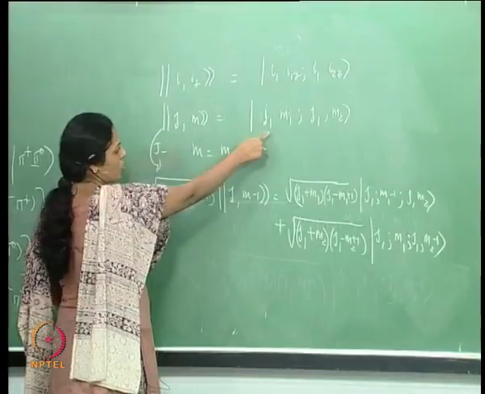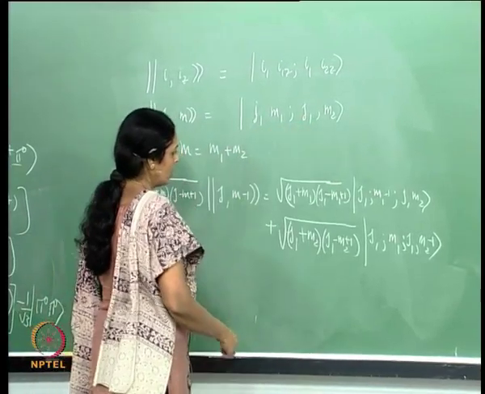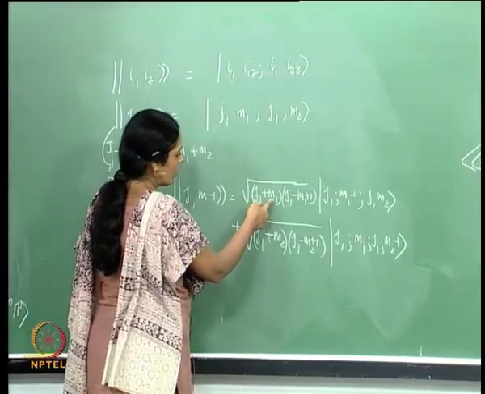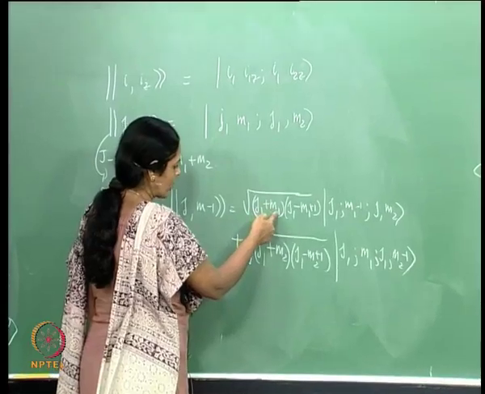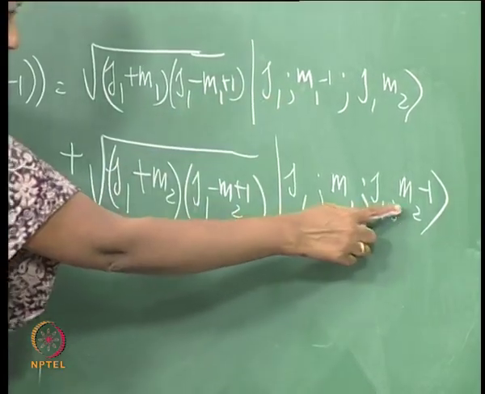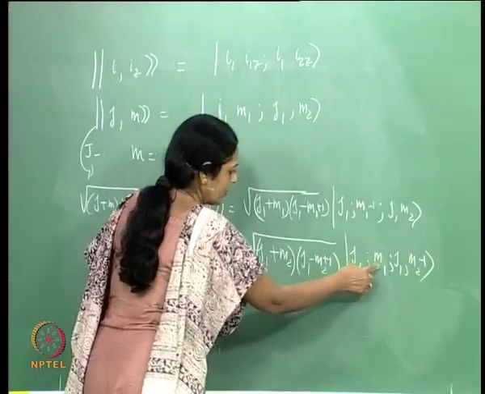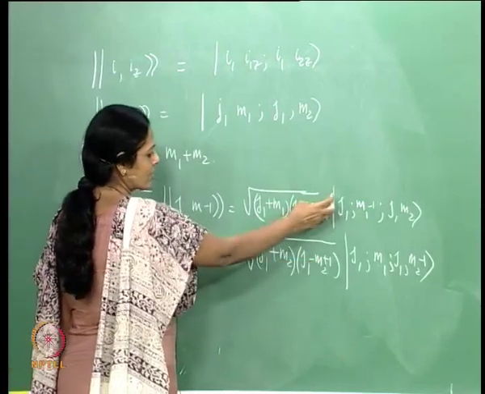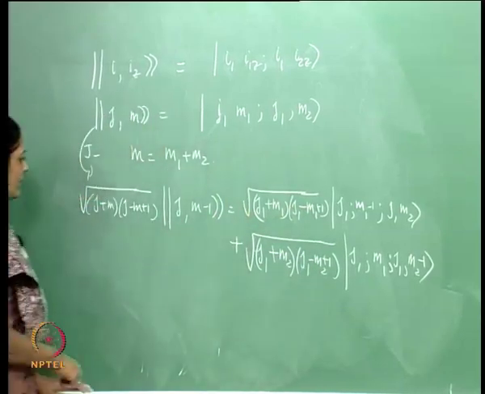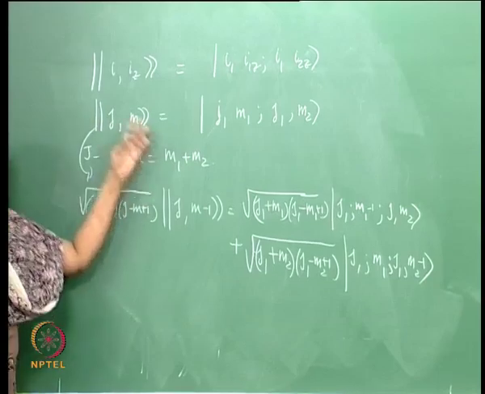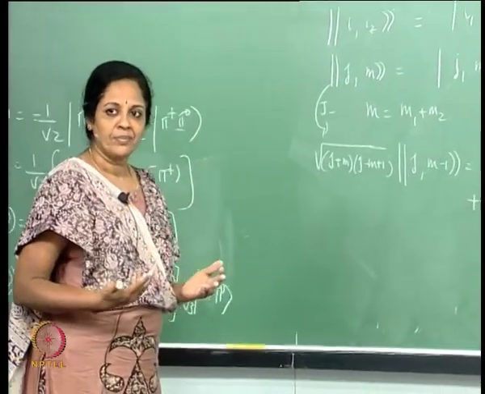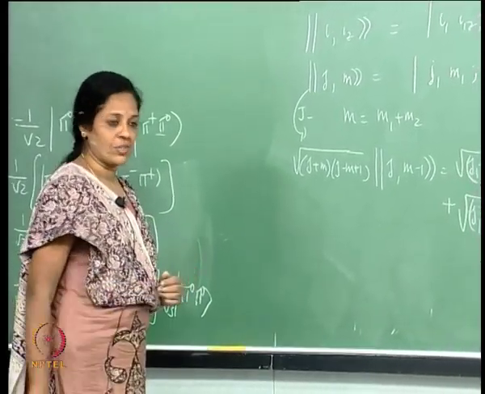The original state was symmetric under interchange of M1 and M2. Now if you look at this state, again I see the same thing. If I interchange M1 with M2, this becomes root of (J1 plus M2) times (J1 minus M2 plus 1), J1 M2 minus 1, J1 M1. So you see this state goes to that state, and that state goes to this state, with an overall plus sign. This is just an overall coefficient. So I can see that using J minus on a state which is symmetric is not going to change the symmetry properties of the state.